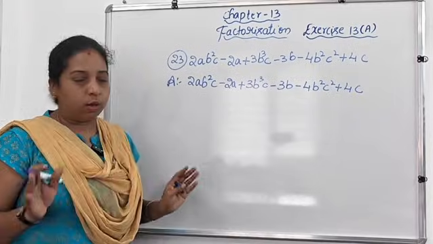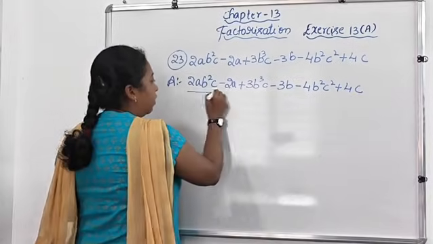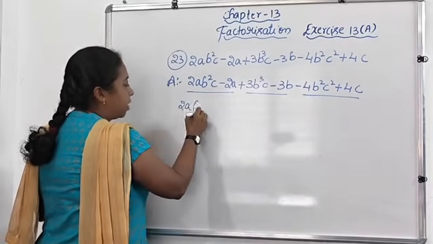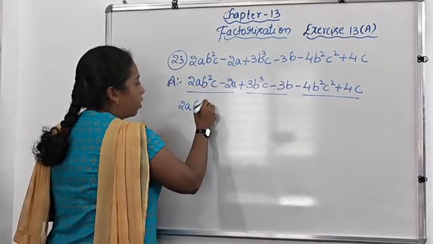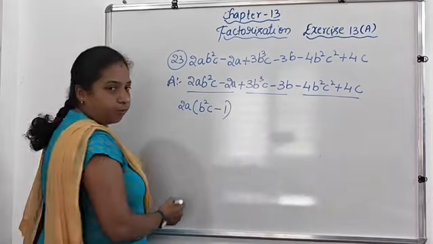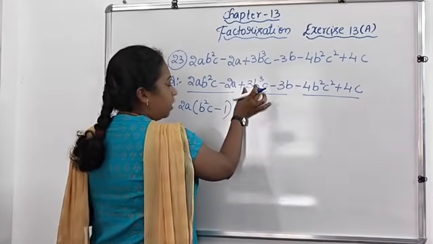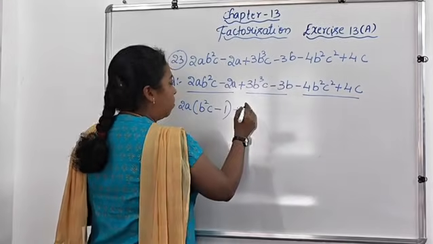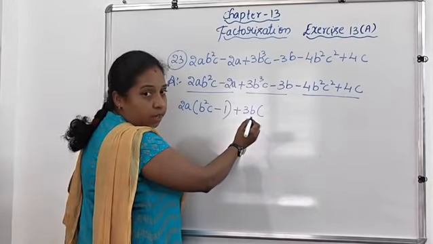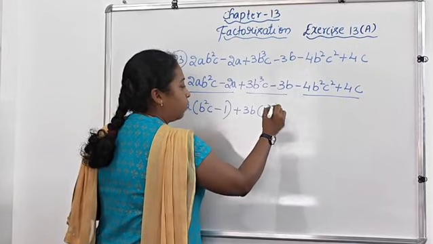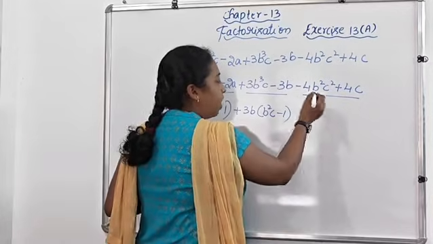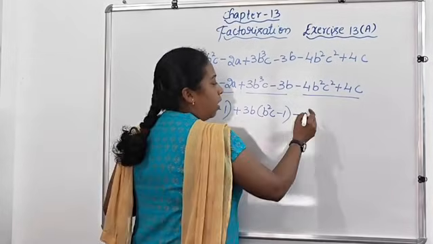Don't want to alter this. Okay, first we'll pair it. First we'll pair it with 2a. If 2a is common, the remaining is b square c minus 1. So plus 3b here common. If I take 3b as a common, the remaining is b square, because only one b I have taken common. I have taken all 3b, then it is minus 1. Then here write down minus.